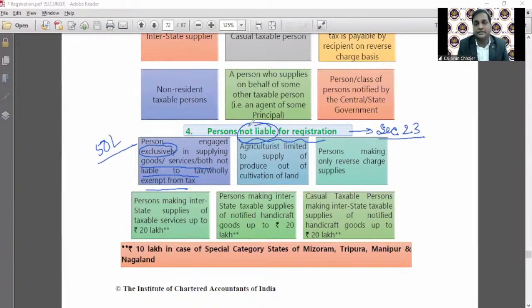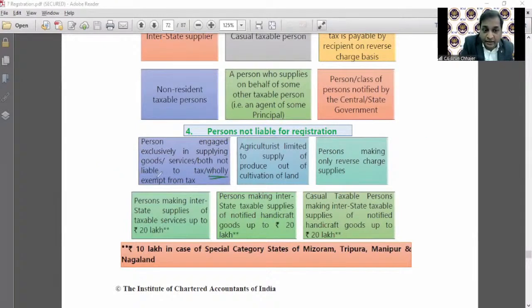Because of section 23. Suppose I am owning a petrol pump. I am making the supply of only petrol of rupees 1 crore. Do I need to take compulsory registration? The answer is no. Why? Because I am dealing in the supply which is not leviable to tax or is fully exempt. The important word is this.